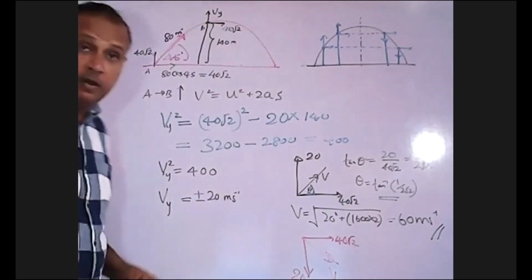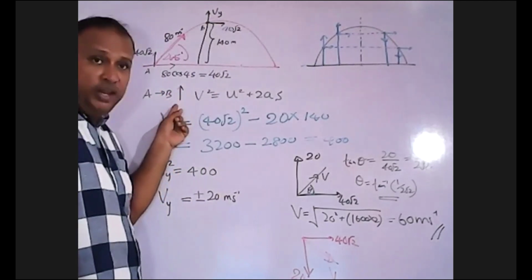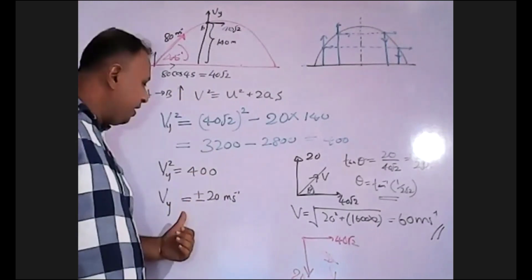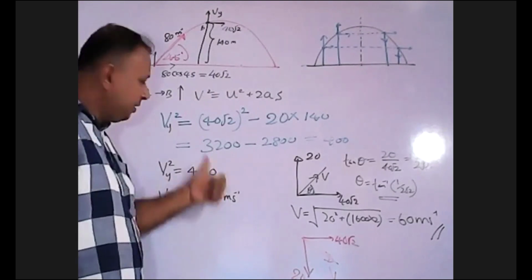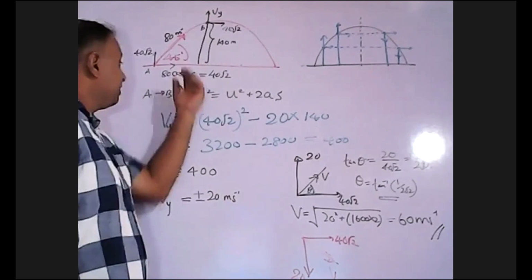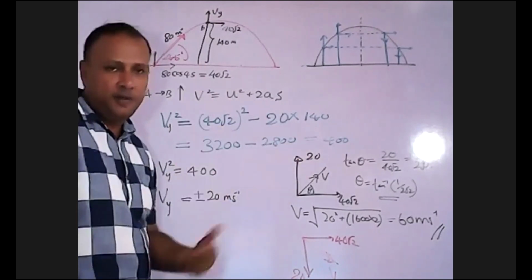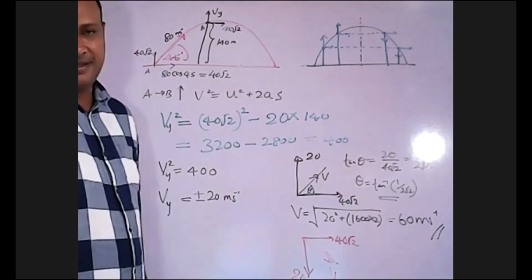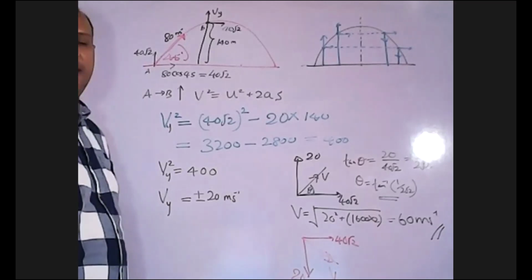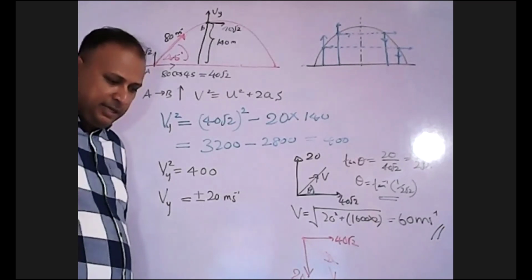Yeah, because I have considered the upward direction as the positive direction. Therefore, positive y is related to the upward direction, negative y to the downward direction. If you consider the downward direction as the positive direction, then the things are opposite. Did you get my point? Okay. Write down again.